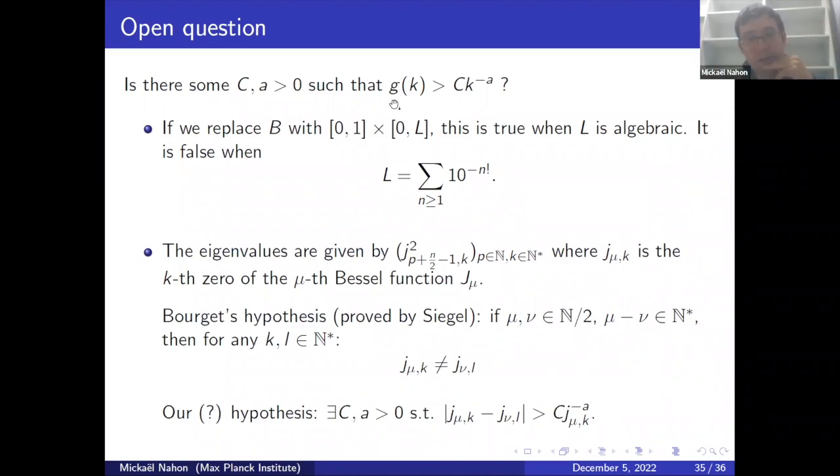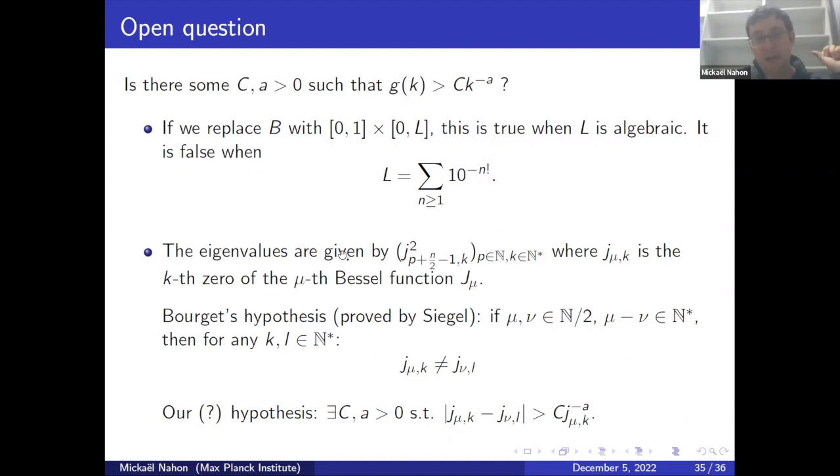This question is actually very linked, I think, to a number theory problem. Because if, instead of looking at the ball, you look at a rectangle with algebraic ratio, then this property is going to be true. However, when you look at a rectangle where the ratio is what's called a Liouville number, a transcendental number that has the special property that it's very well approximated by rationals, then this property is going to be wrong. We need to put a much smaller function here. And so the question is whether the eigenvalues of the ball verify this.